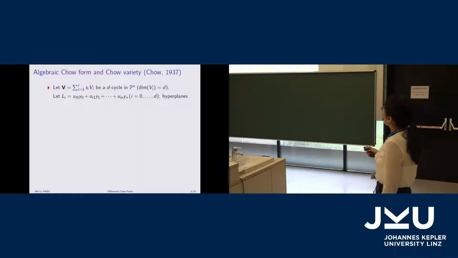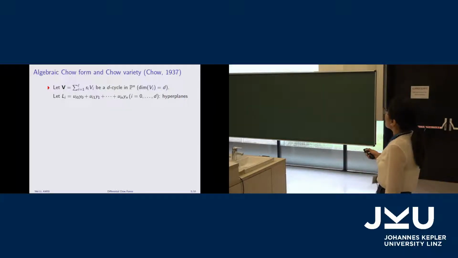Suppose V is a d-cycle in the n-dimensional projective space. So here, each Vi is an irreducible variety of dimension d. And we require Si to be non-negative integers. So this is actually an effective d-cycle in algebraic geometry.